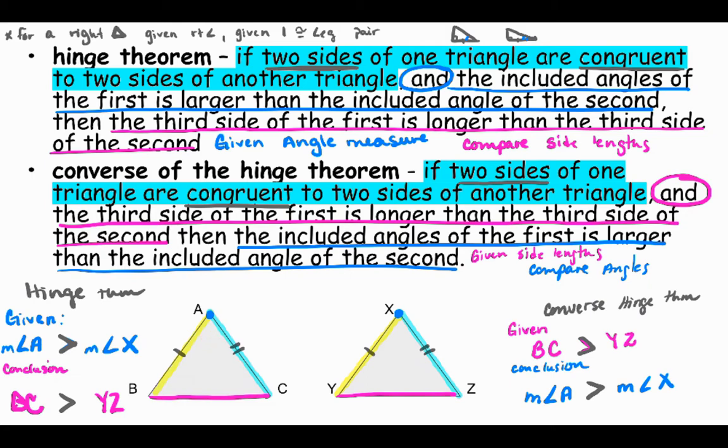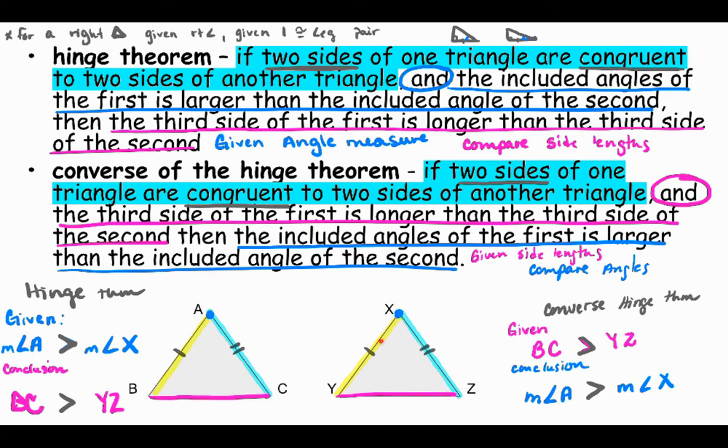So in the hinge theorem, we can use the measure of our hinge angle to compare the third side, which is basically the opening across from our hinge. Whatever inequality we use to compare the hinge angles will be the same inequality we use to compare our third sides. The converse also requires that two sides of one triangle be congruent to two sides of another.